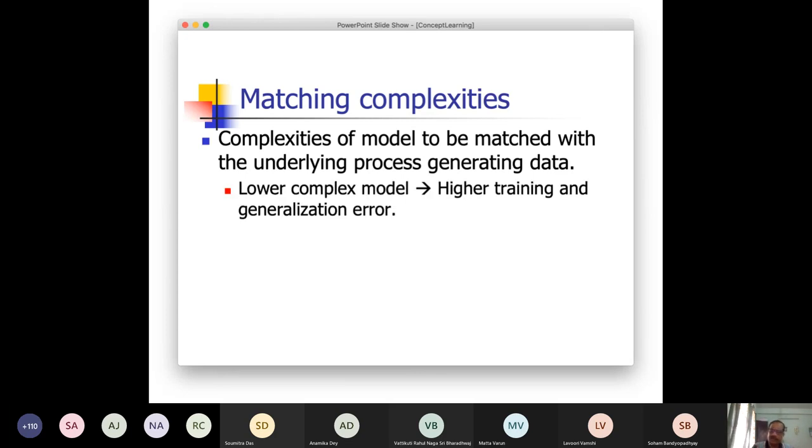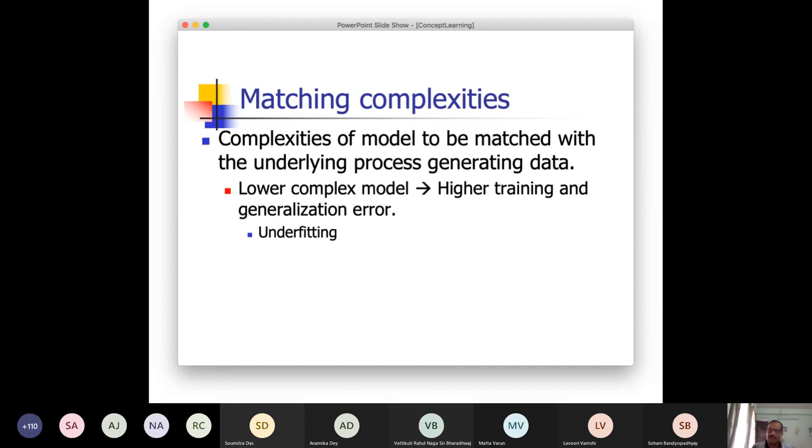If you have a lower complexity model, it will have higher training error and also generalization error, but if it is the appropriate one, you will get both errors low. So choosing the appropriate complexity of the model is something like this: you try to keep both the training and the test error, a term I will come to, or validation error, both of them low. That is the indication that your selection of model is appropriate.